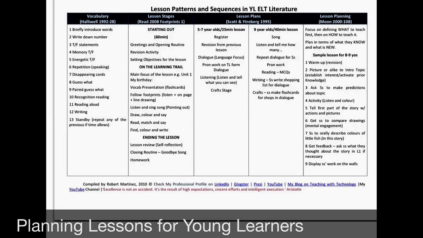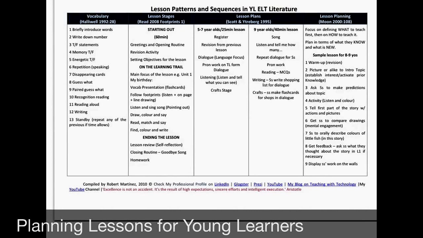We're going to start by looking at the table that I gave you on lesson patterns and sequences in young learner ELT literature. Now, I was a little bit curious myself as a trainer about the different frameworks for lesson plans in general for young learners. For adults, they are very clear, but for young learners, they're not so clear.